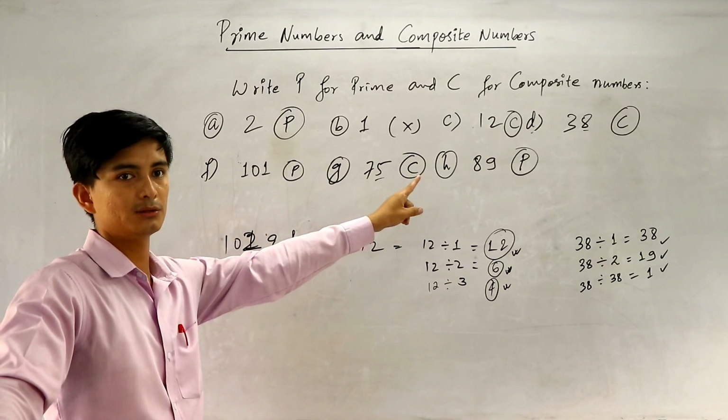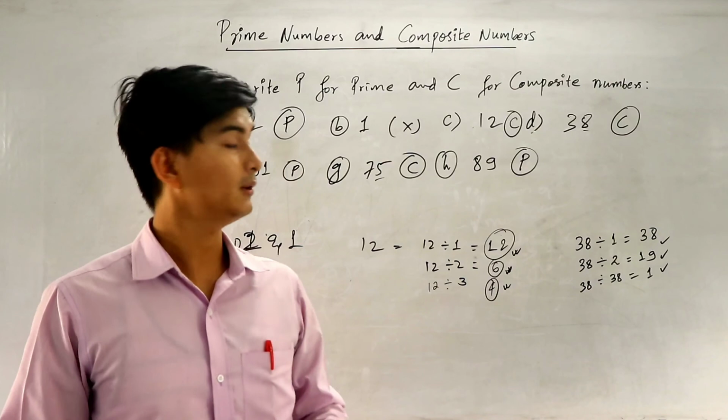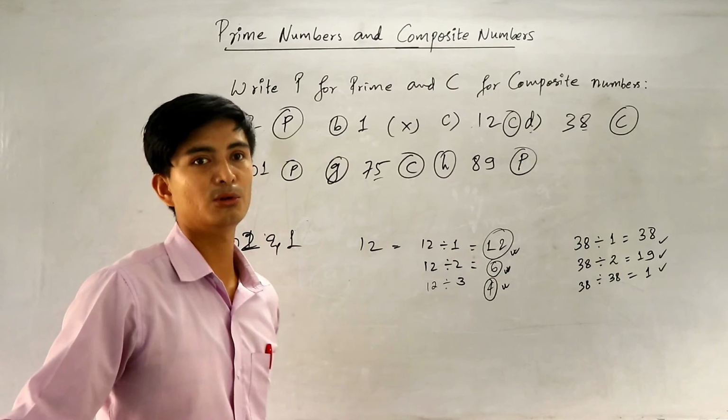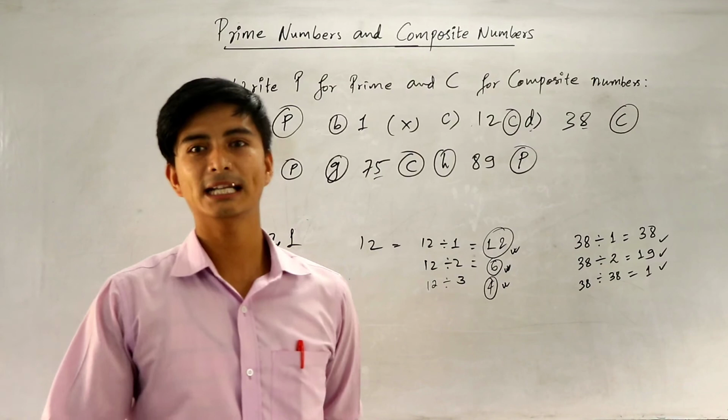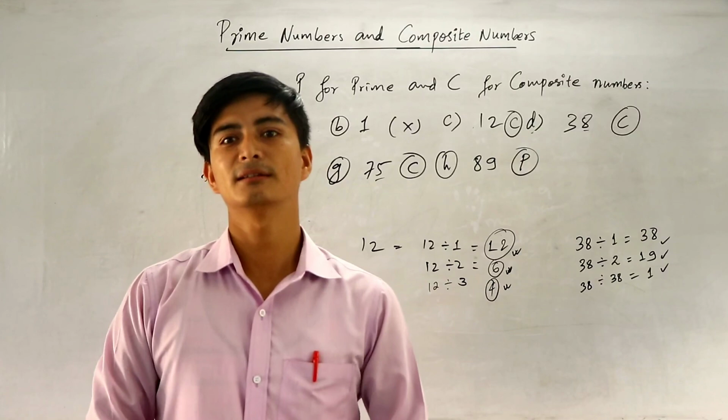So in this way, you can take any number, write it down, and see whether it has more factors or not. Right? If you get 2 factors, then you can consider it a prime number. If you get more than 2 factors, you can consider it a composite number. So I hope you are clear about prime numbers and composite numbers. Okay, now let's learn more about these numbers in the next lesson. Okay, thank you.